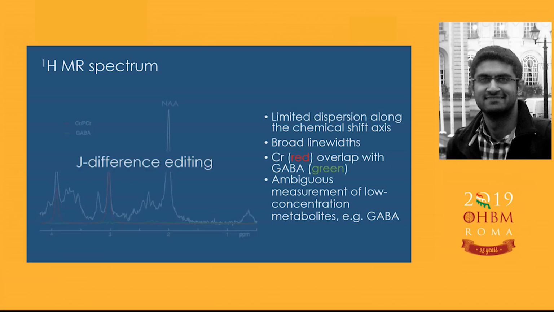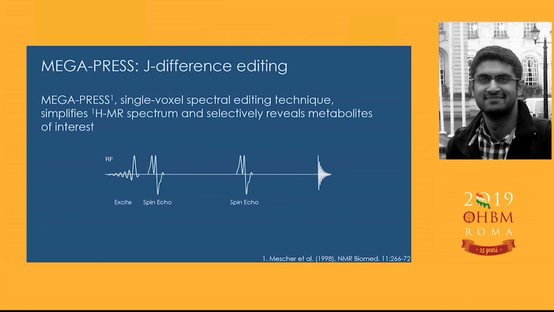So how do we solve this problem? We apply J-difference editing. It's a method that reduces the amount of information on the MR spectrum, removes the overlapping signal, and reveals the underlying signal of interest. At 3 Tesla, we use MegaPress to perform J-difference editing. It's largely based on PRESS for voxel localization. PRESS voxel localization is acquired by having a slice selective excitation pulse in one direction, and then a pair of slice selective refocusing pulses perpendicular to each other and to the excitation pulse. And when you incorporate a pair of editing pulses, you can now perform MEGA editing.